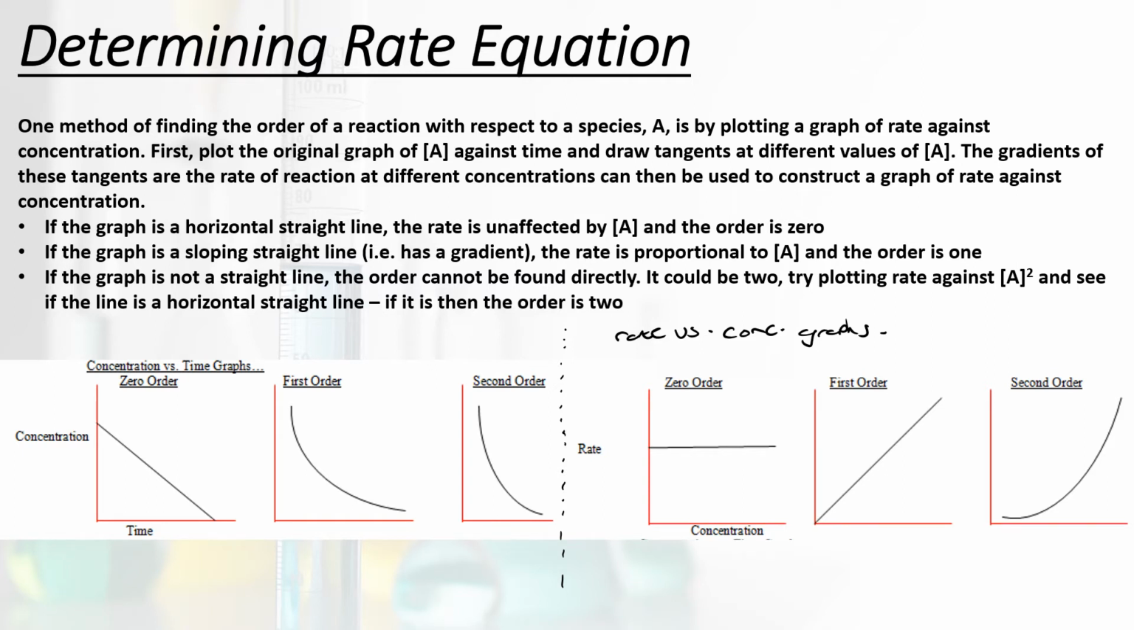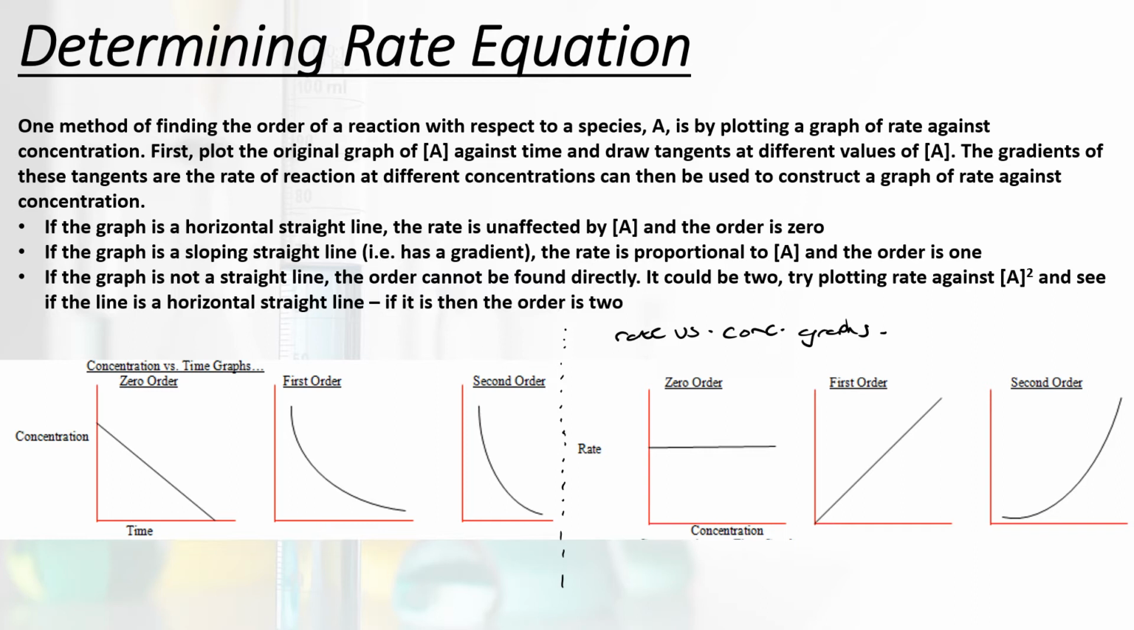If the graph is a straight line that has a positive gradient, then we can say that the rate is proportional to the concentration of A, i.e. if I double the concentration of A, I double the rate. If I quadruple the concentration of A, I quadruple the rate. And so therefore it's proportional, and the order is 1. That's a first order.